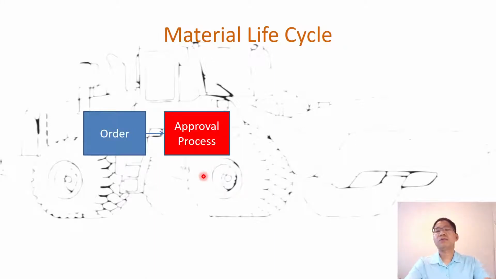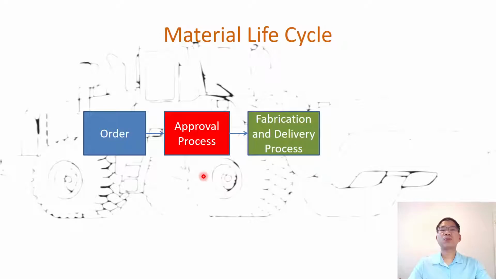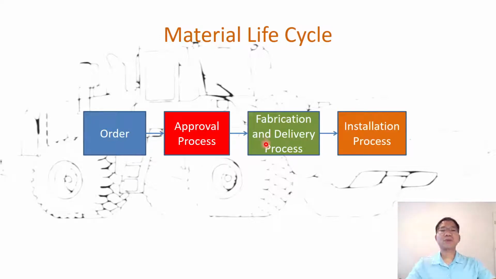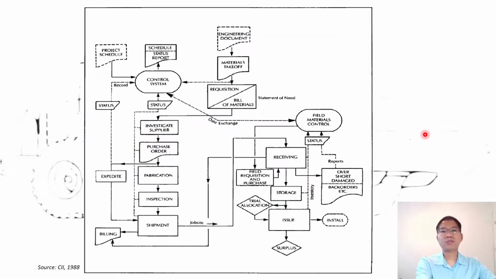But here, as you can see, the material life cycle for the construction site, we have to order, and then we have to go through the approval process, whether what contractor, what supplier we have to choose, how much we need to order, what the price should be, so that is the approval process. And then at the plant, they have fabrication and delivery process to make sure that they deliver quality products, meeting the specification, to the site. And then the installation process happens on the construction site. So that is the material life cycle for construction.